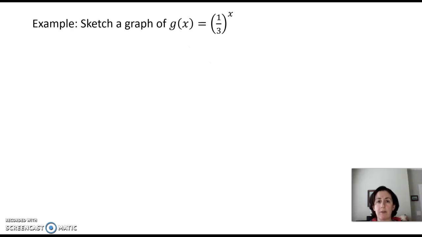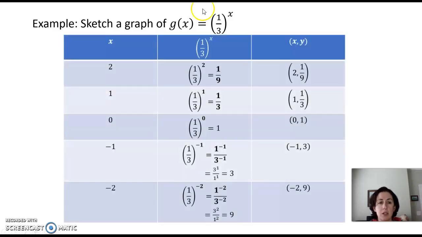Let's take a look at a graph. Let's see what the graph of g of x equals 1/3 to the x is. So I'll pick x values, plug them into g of x to get y values, take those ordered pairs and plot them. Now in this situation, you can pick whatever x values you want. But if you pick an x value that gives you a really, really big number or a really, really small number or a number that's not easy to work with, then choose another x value. So I started off by choosing 2.